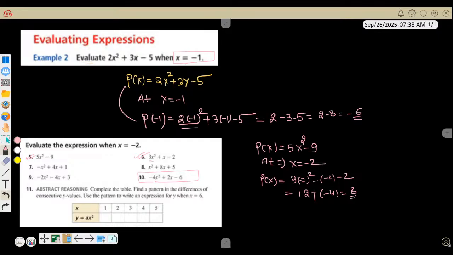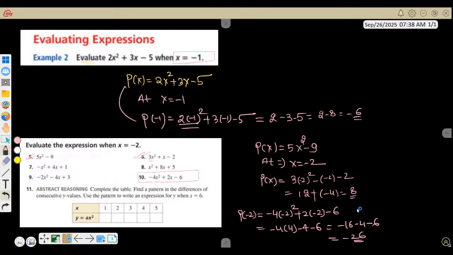Negative 26. Let me check. We have to put a minus 2 here. So negative 4 minus 2 square, and then 2 into minus 2 minus 6. So this is minus 4 into 4 and minus 4 minus 6. So minus 16 minus 4 minus 6. So answer would be negative 26.